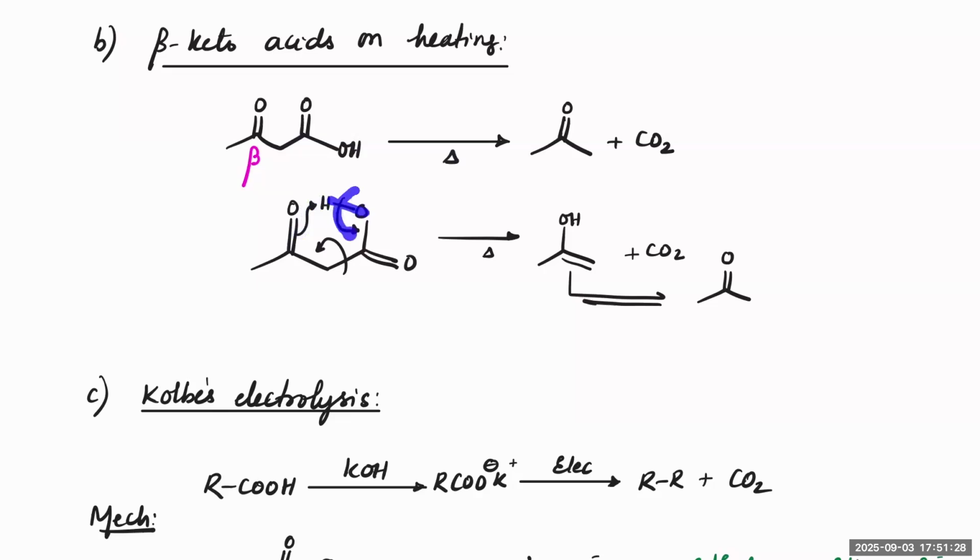This OH bond will break to make a double bond. And from here the bond will convert into a double bond on this side. So that's how you'll get an enol form. And this enol form will convert into a keto form. Okay. And that's how you will get the product formation. Clear?